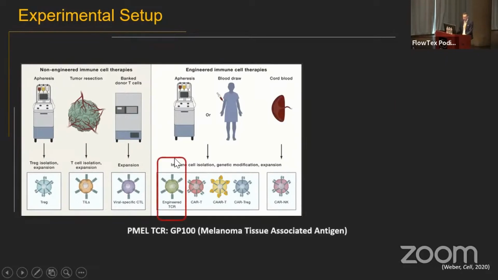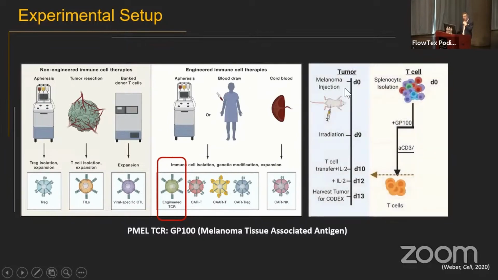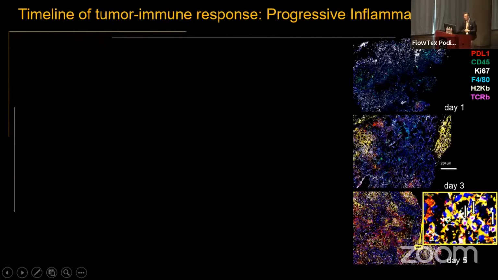What we used is an engineered TCR, which recognizes the melanoma antigen within mice. We give the mice melanoma on day 0, let those tumors grow fairly large by day 10. Then we take T cells, activate them, and throw them into the mice at day 10. And then we can take out the tumors from the mice over different time points and measure them with Codex fluorescent imaging. These are example images over day 1, day 3, and day 5.